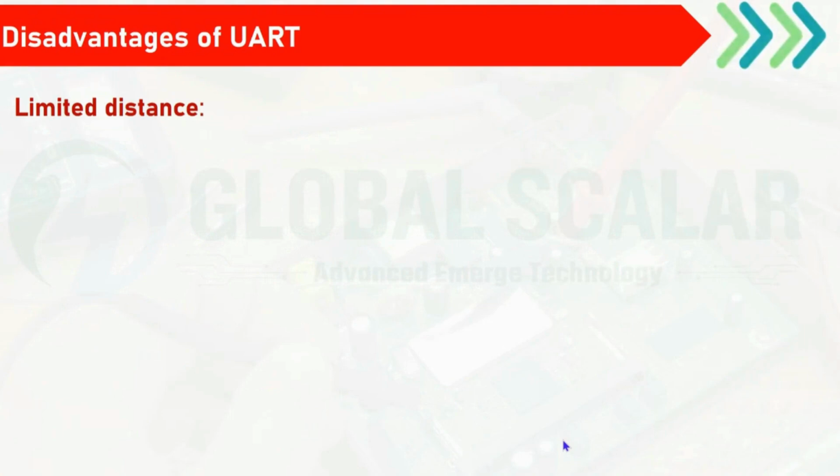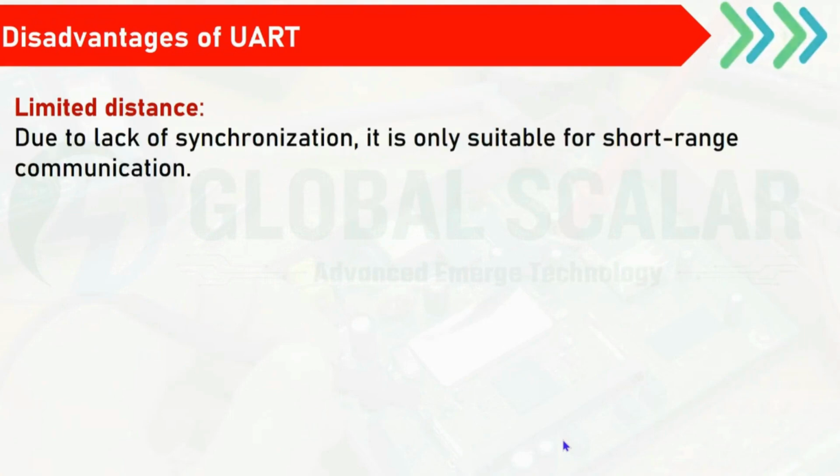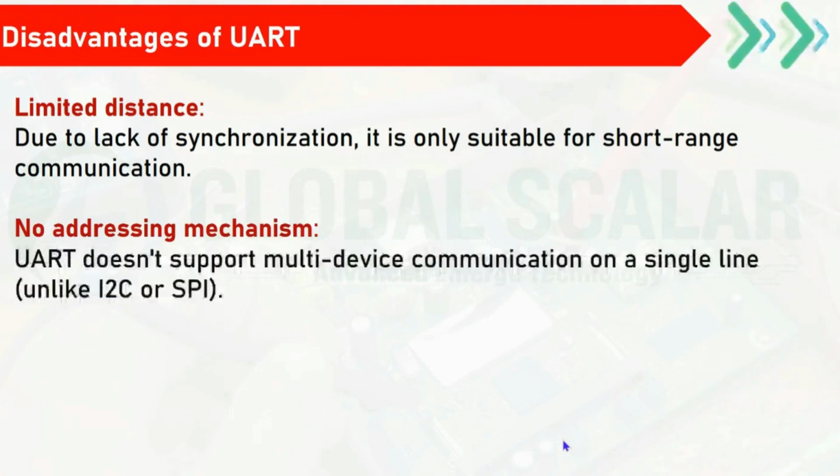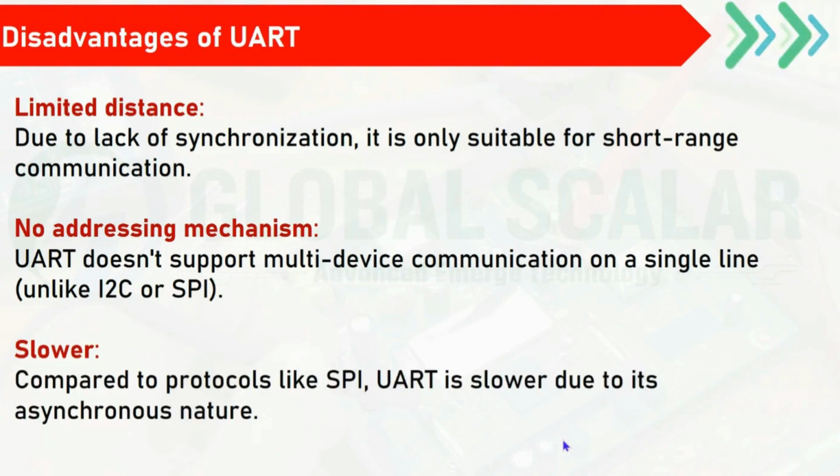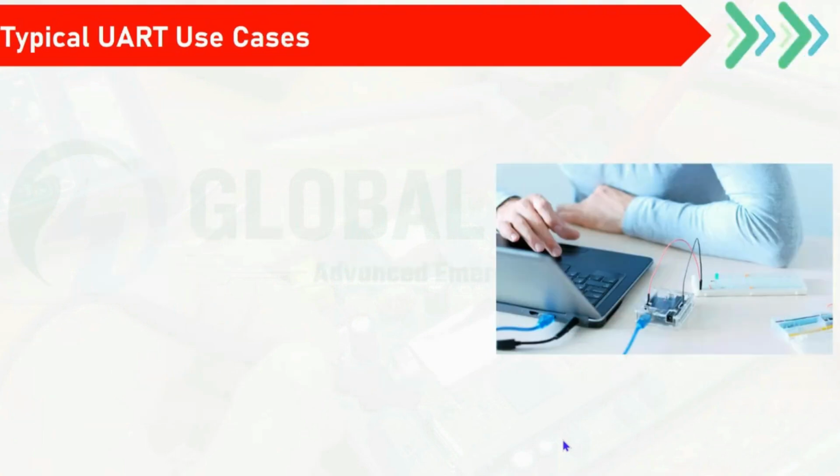Disadvantages of UART: it has a limited distance, so it is only suitable for short range applications. It is not address based communication. Unlike other protocols, it is slower compared to protocols like SPI and I2C. Because of the baud rate, there is a limitation, and the length is also a limitation.